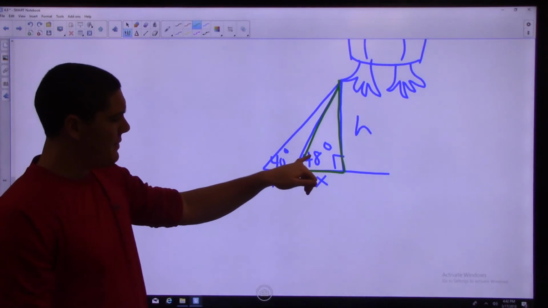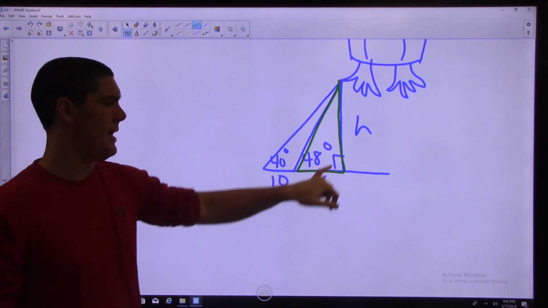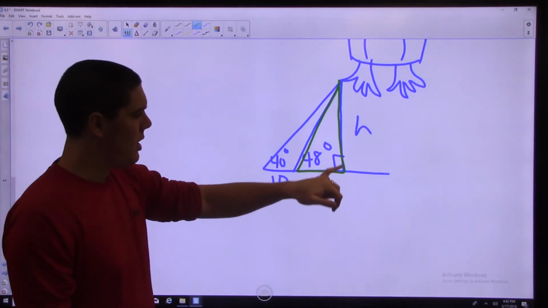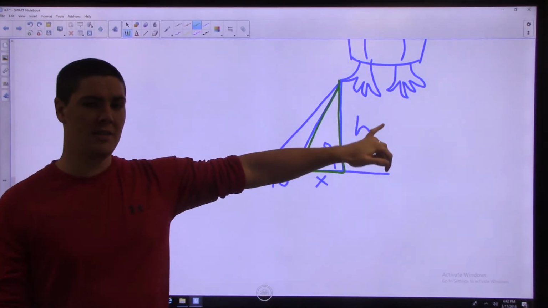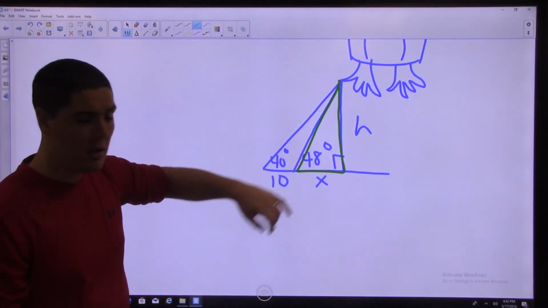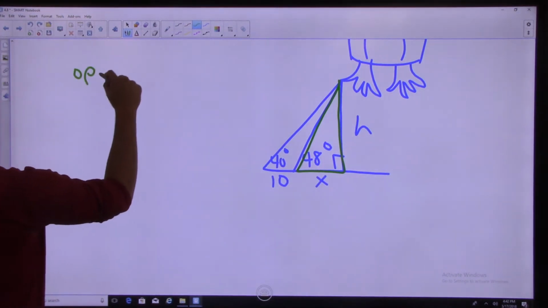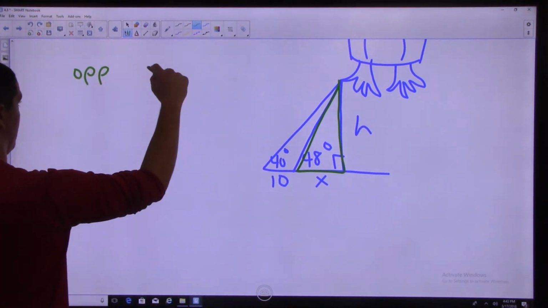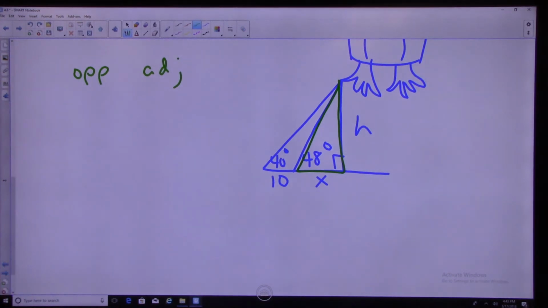So if I've got this 48-degree angle, and look at h and look at x, what's the relationship between this 48-degree angle and h? Is that the opposite side, the adjacent side, or the hypotenuse? Well, that's the opposite. Now, x is going to be the adjacent side. So if we've got the opposite side, and we also want to find the adjacent side, which trig ratio do you think we should use that deals with opposite and adjacent? And again, just like the last two examples, it's going to be tangent.